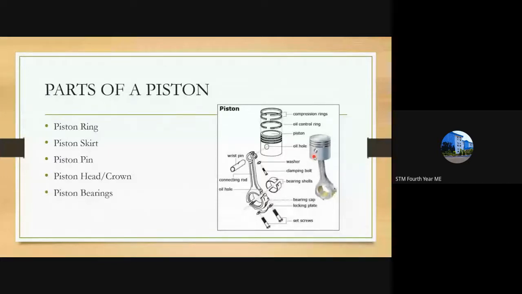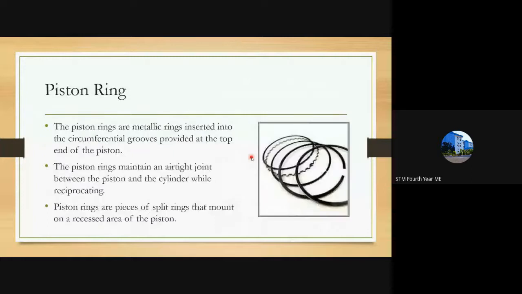The bearing is provided exactly between the pin and the connecting rod small end, and I will explain it later. We have to look at each of the components, and I will be explaining each one. So first we'll discuss the piston ring.